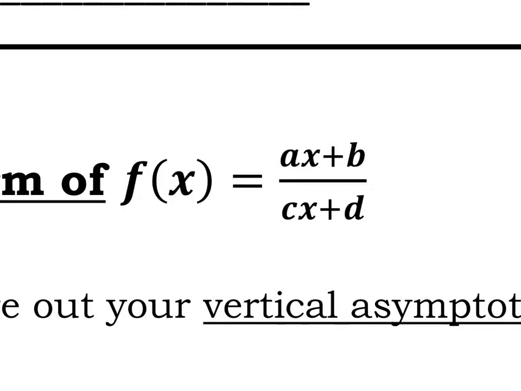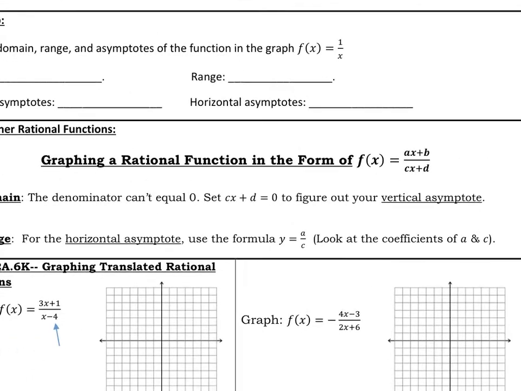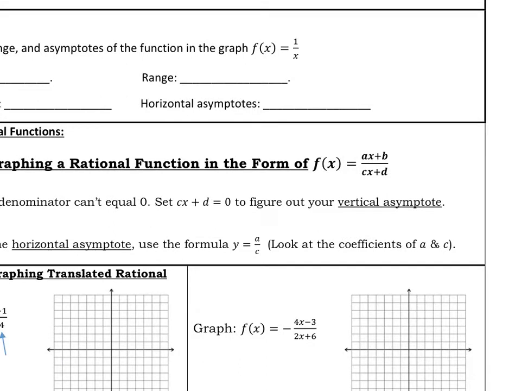So again, rule number 1, what I told you was always set your denominator equal to 0. That's still not going to change. That's still going to give us our vertical asymptote. You take your denominator and you set it equal to 0, so cx plus d equals 0, no matter what numbers you have there.